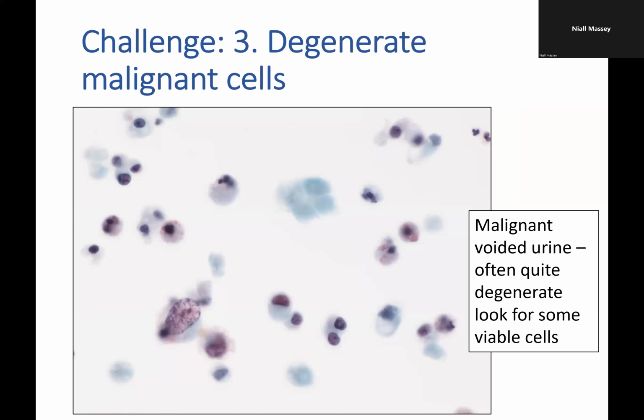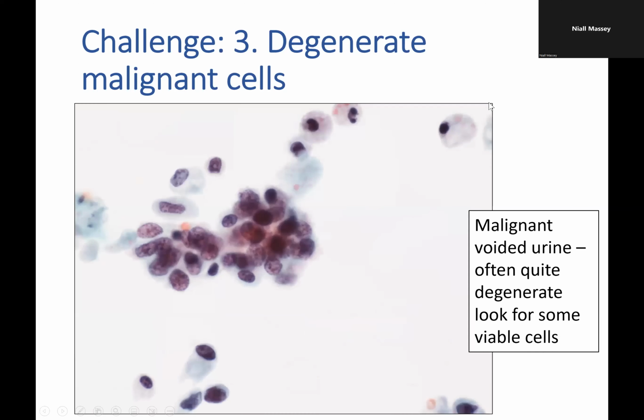Unfortunately, malignant voided samples are often fairly degenerate, and in order to avoid missing malignant cells, especially if there's a history, it's important to look for some more viable material. You can see here this very large cell looks abnormal, but it's not very well preserved. Elsewhere in the slide, however, here's a cluster of more viable nuclei which are hyperchromatic and irregular and fulfill criteria for high-grade urothelial carcinoma.